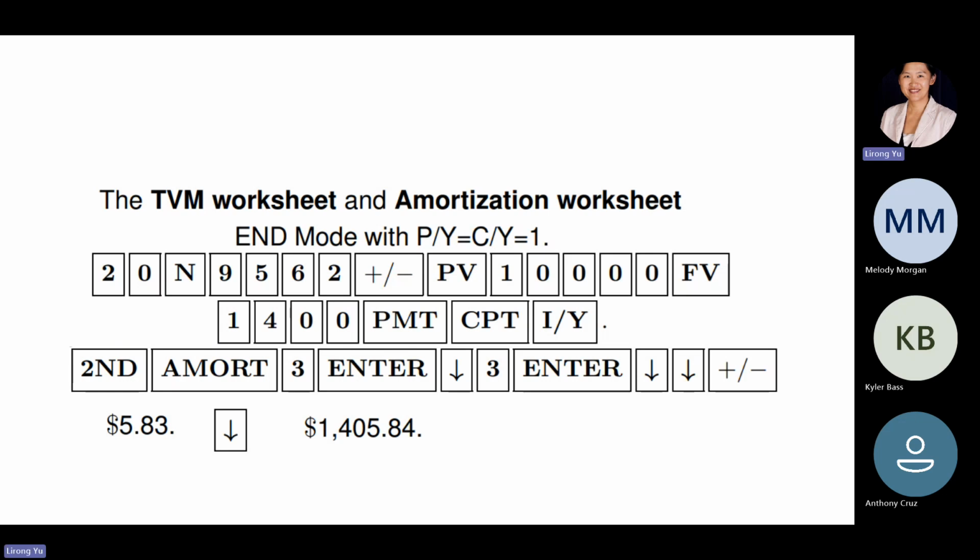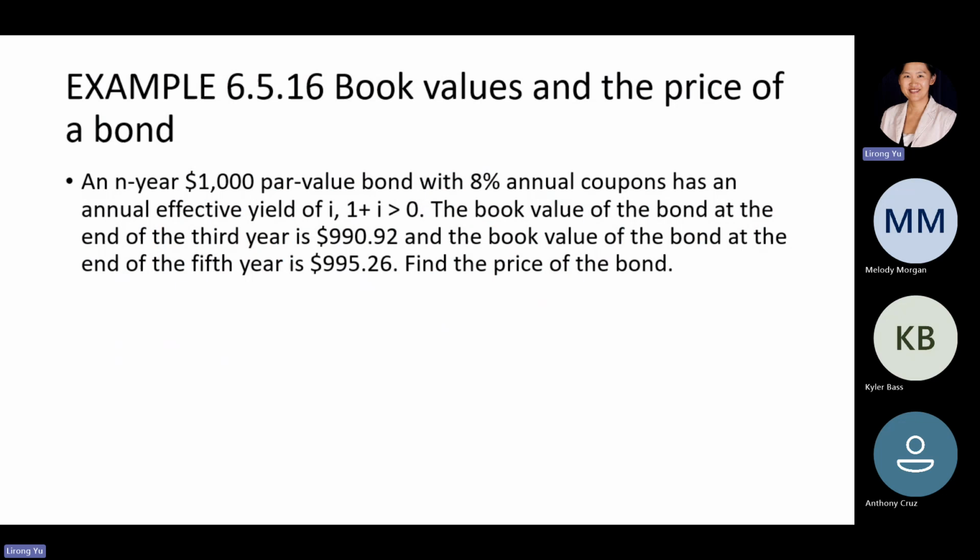Let me see if we have time. Okay, the next example talks about the relation between the book value and the price of the bond. Here we have an n-year, 1,000 par value bond with an 8% annual coupon, which has an annual effective yield of i.